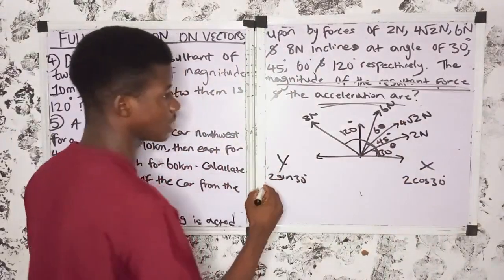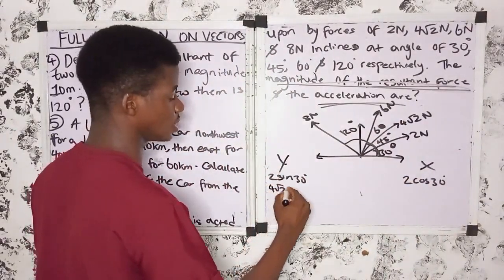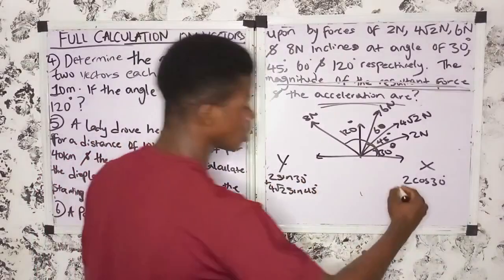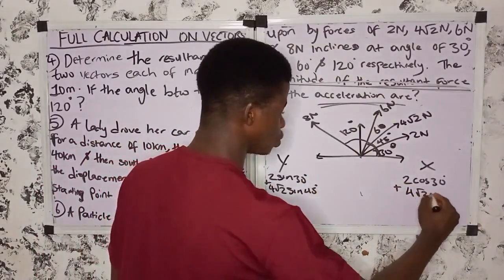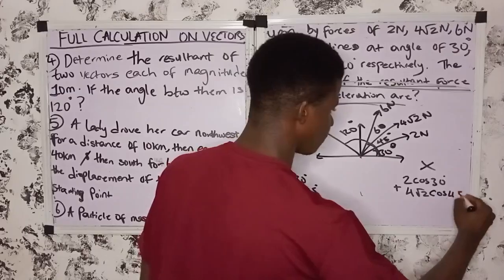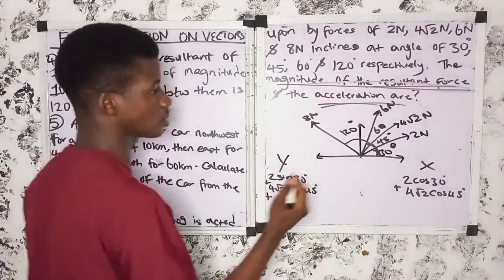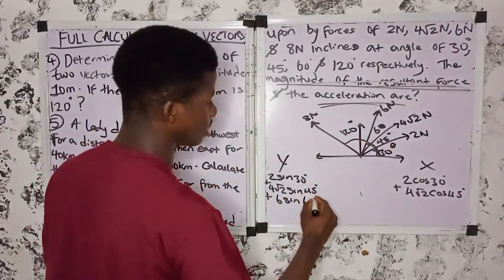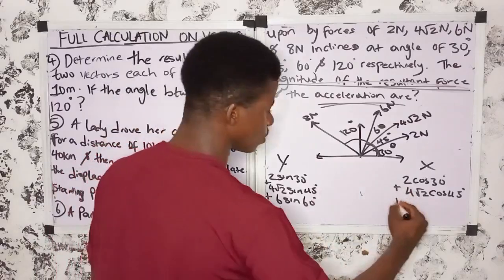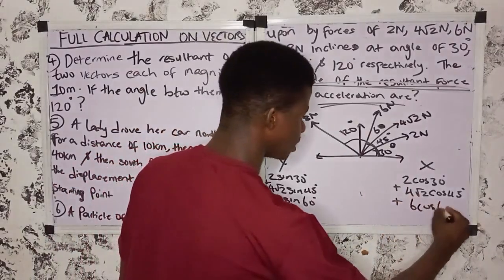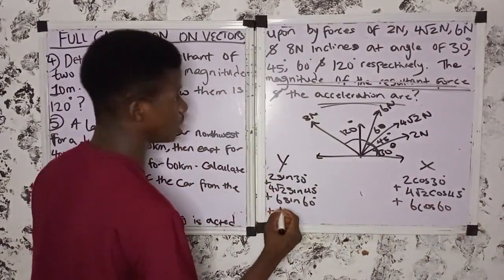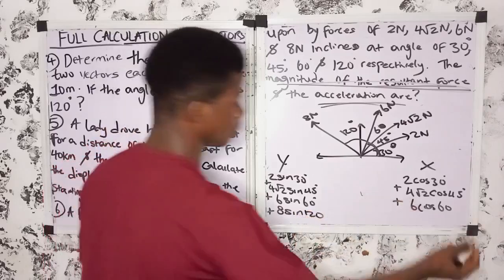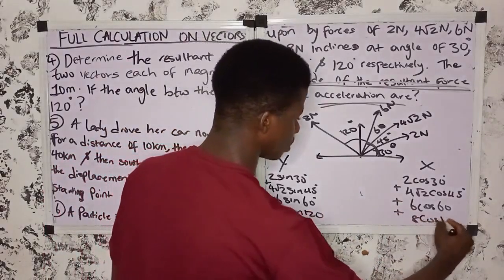What about here? Here will now be 4 root 2 sine 45 degree, and the x side will now be plus 4 root 2 cos 45 degree. Now let's continue. Then plus 6 sine 60 degree, and x will be 6 cos 60 degree. The last part will be 8 sine 120 degree, and x will be 8 cos 120 degree.